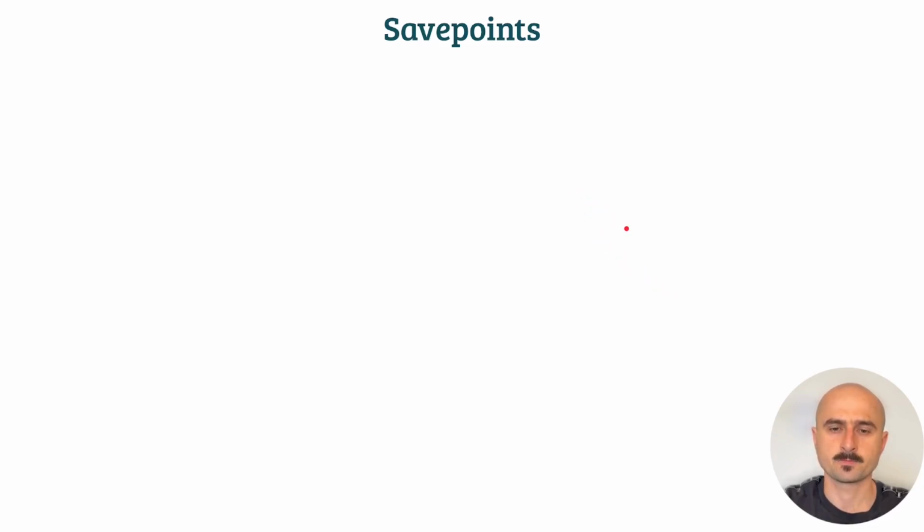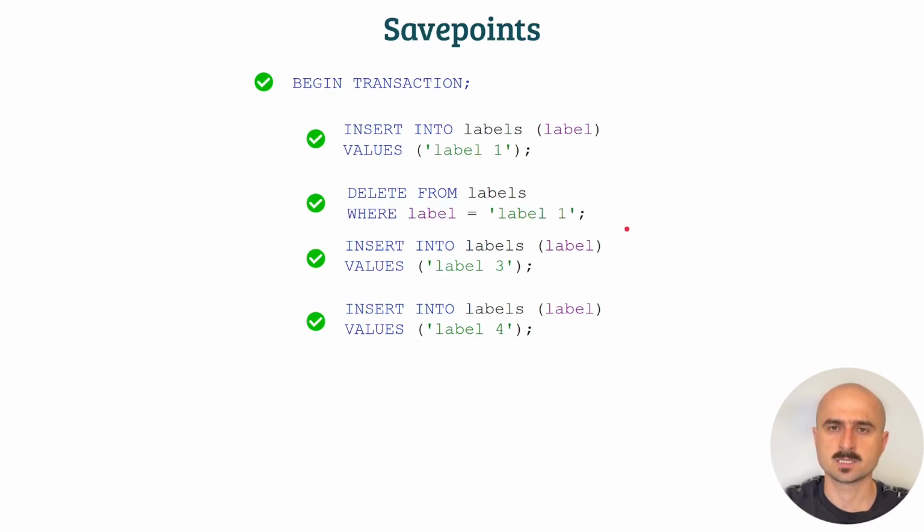Let's see that. First, we start a transaction. Then we execute several SQL statements. We insert the label 1. We delete the label 1. Then we insert label 3 and label 4. And say after that we roll back the transaction.